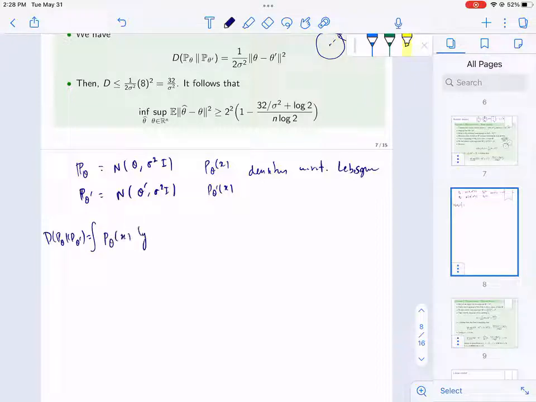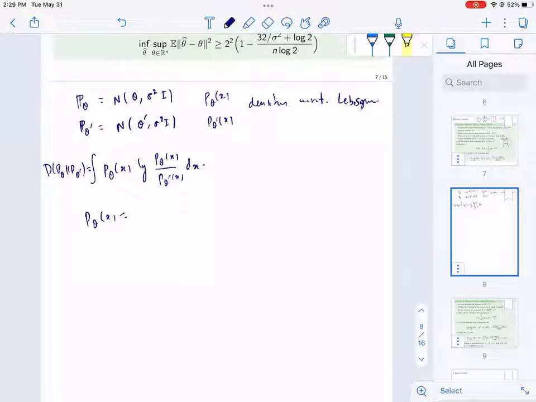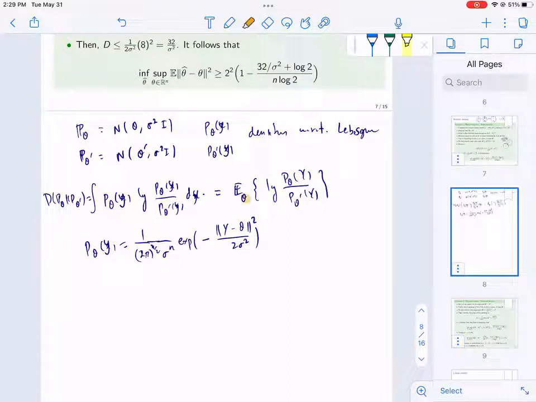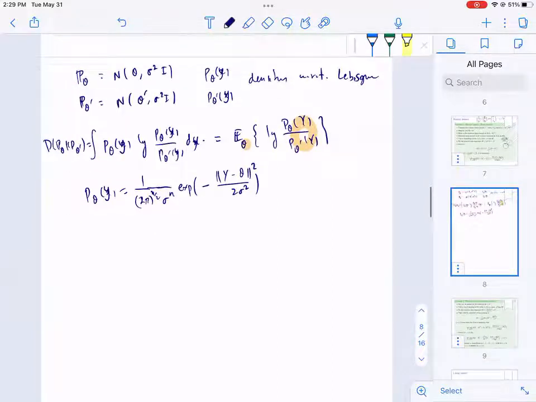P theta of x log P theta of x divided by P theta prime of x dx, right? P theta of x is, what is it? 2 pi n over 2 sigma to the n, let's say e to the negative, I actually have y here, so let's do y. So y minus theta squared over 2 sigma squared, right? So we can write this as the expectation under theta of log p theta y over p theta prime y, where y is distributed like p theta. So what is this ratio? P theta y divided by p theta prime y.